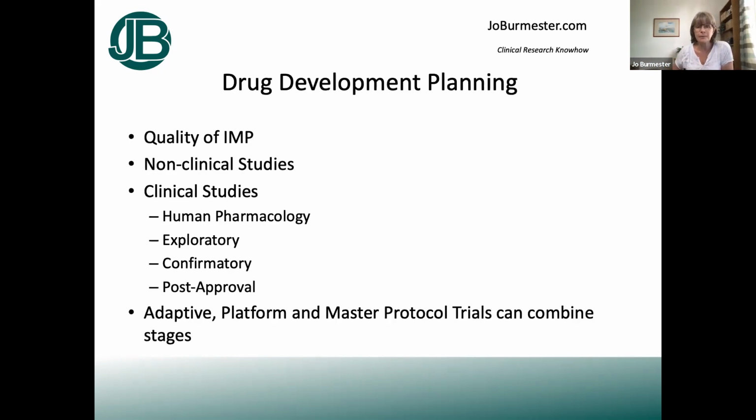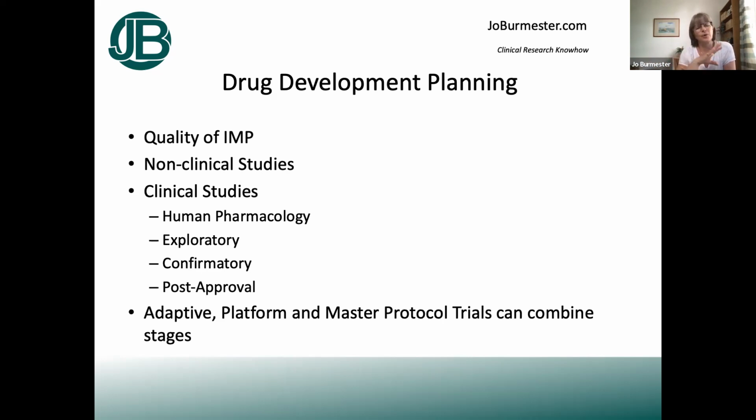Then drug development planning. The areas that they want us to focus on in terms of drug development planning are the quality of the IMP, so the GMP requirements and making sure that it's appropriate and that it's the product that will go onto the market as well. There's a bit in there about non-clinical studies and making sure that you've done sufficient non-clinical studies to feed into the clinical studies.